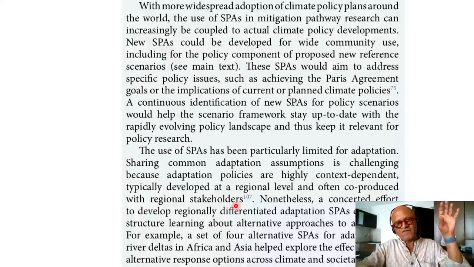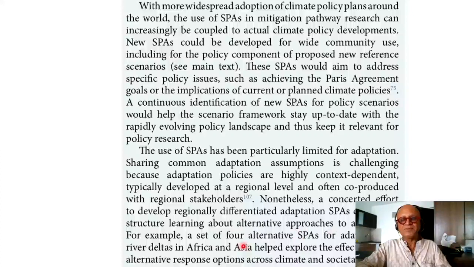Even if a heat wave is being dealt with in Northwest India versus Pakistan versus Afghanistan, adaptation measures or strategies, or policies, are not necessarily the same. So adaptation is hard to coordinate across regions or even within a region and at different scales. Nonetheless, a concerted effort to develop regionally differentiated adaptation SPAs could help structure learning about alternative approaches to adaptation.